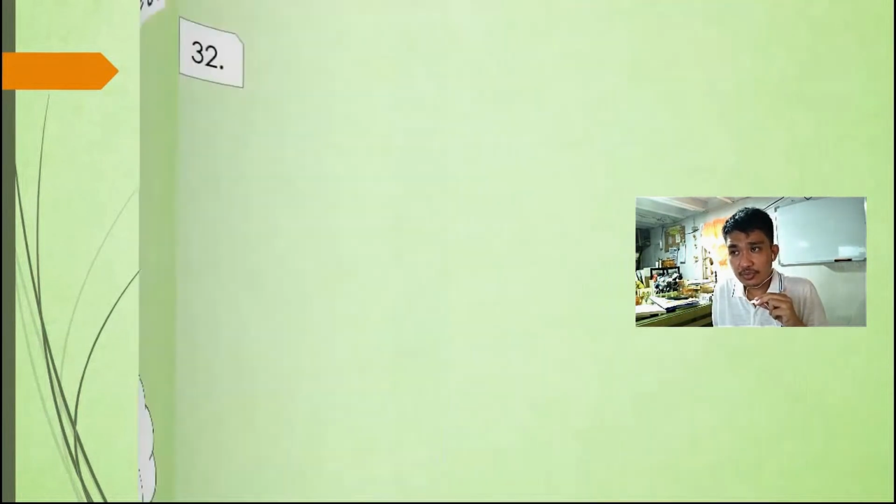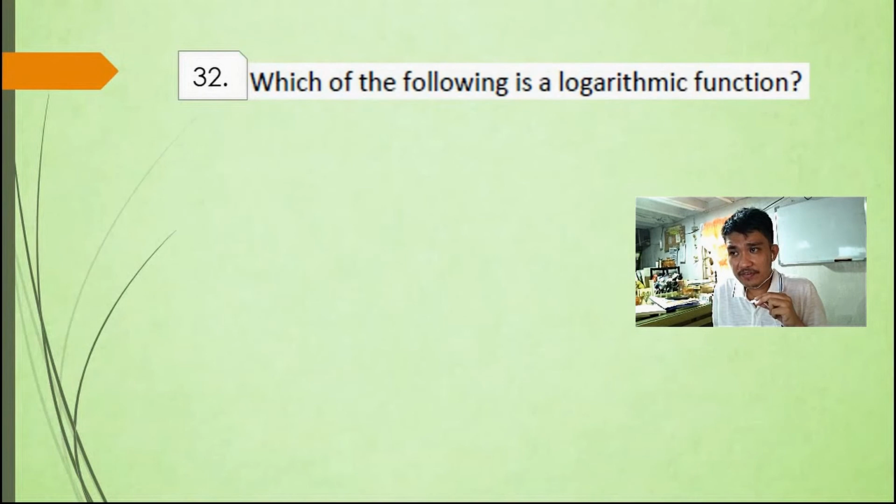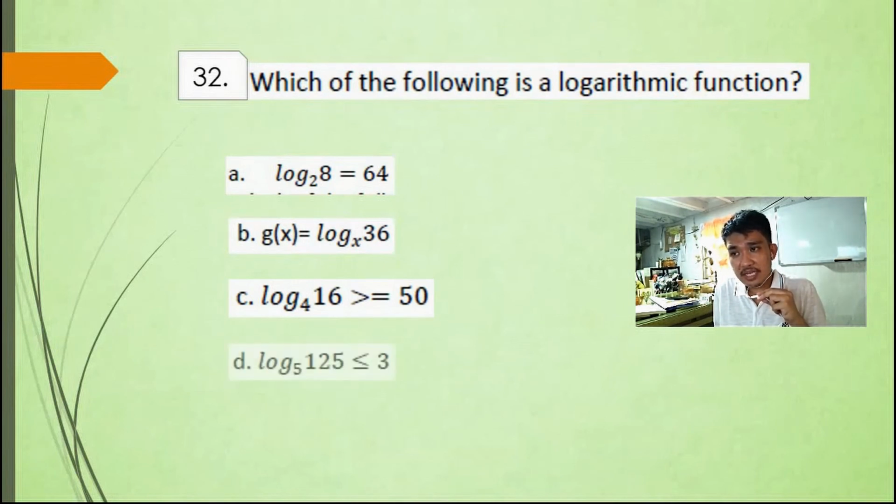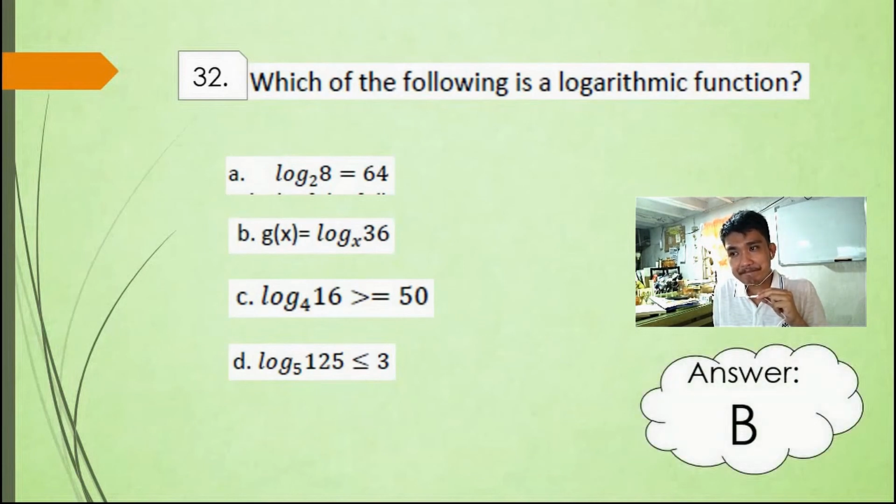Number 32. Which of the following is a logarithmic function? Letter A. Log base 2 of 8 is equal to 64. Letter B. G of x is equal to log base x of 36. Letter C. Log base 4 of 16 is greater than or equal to 50. Letter D. Log base 5 of 125 is less than or equal to 3. Now the answer is letter B.